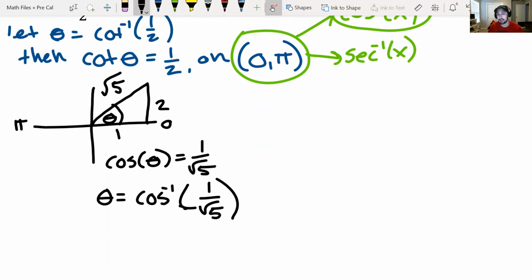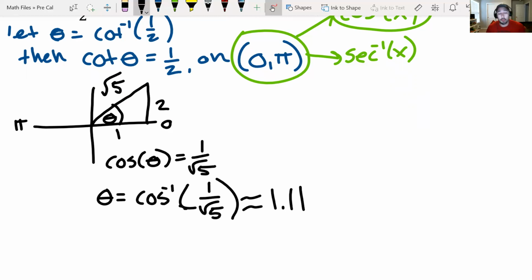Why didn't I rationalize it? Because your calculator doesn't care. You can type it in your calculator just like this. And I'll put the squigglies there, and I get the inverse cosine of 1 over the square root of 5 is 1.11.